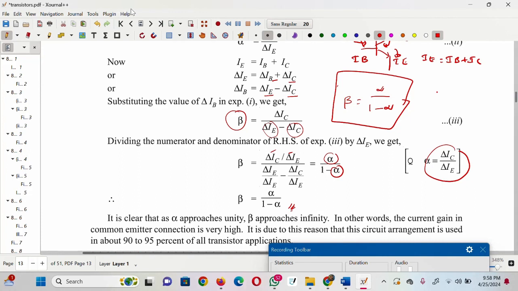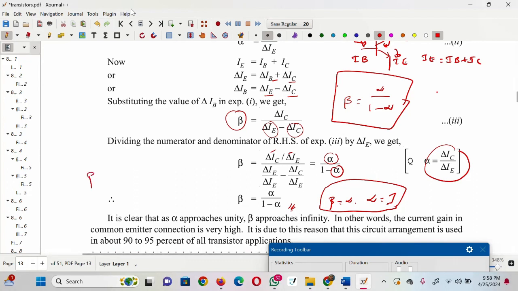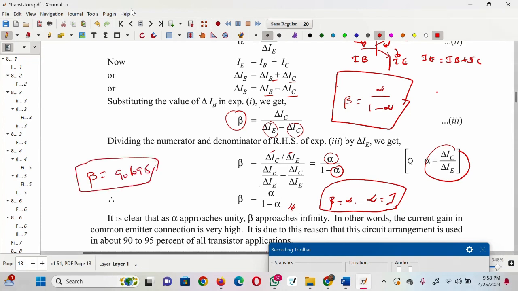Here alpha is approximately unity, so beta approaches infinity. So beta equals infinity and alpha equals unity. That value is also very important while considering the common emitter configuration. In the common emitter configuration, the beta value is always 90 to 95. So this parameter is also very important. This is very basic information about the common emitter configuration.